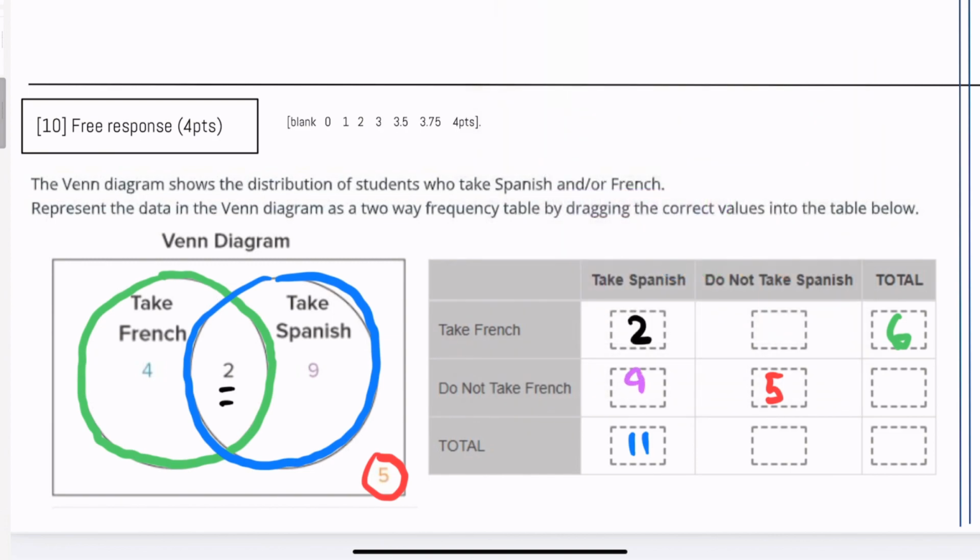Okay, so now you can just go in and fill in everything that we're missing. 2 plus 9 is going to equal 11. Going this way, 2 plus 4 would give me 6. Taking the people not taking French, 9 plus 5 would be 14. People who are not taking Spanish, total is 9. 11 plus 9 is 20, our total. Hopefully that was helpful. See ya.